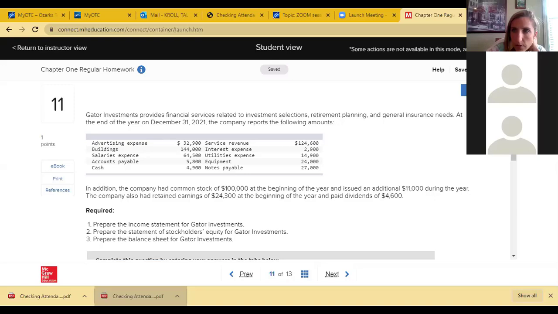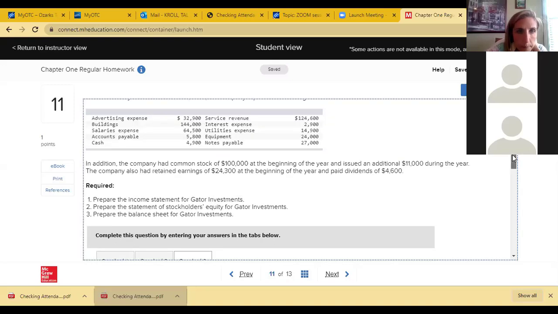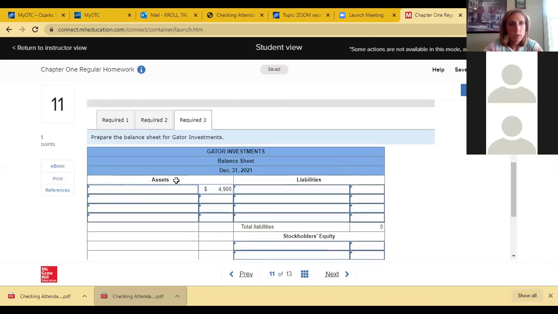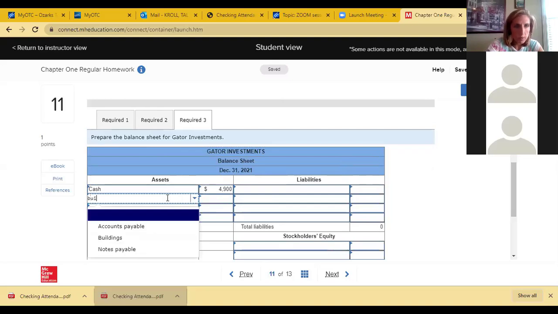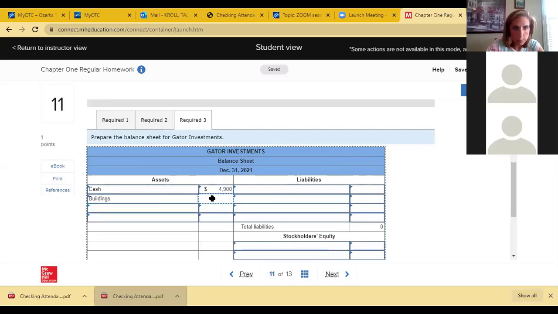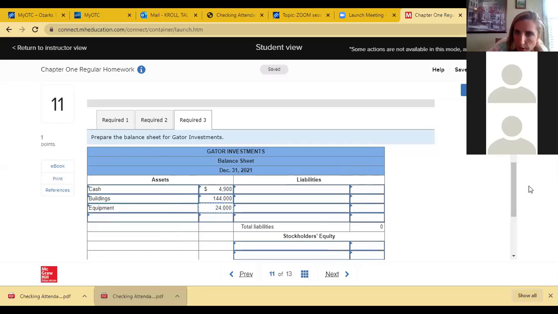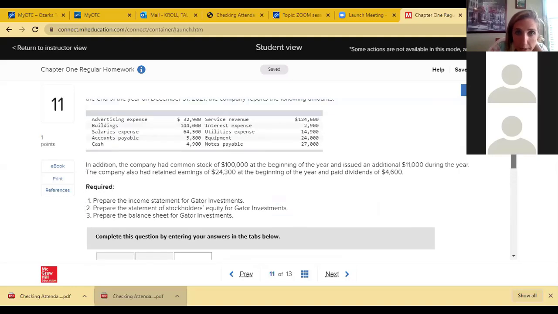So let's see here. The building was 144 and the equipment is 24. I took my cash off of there. Building 144 and equipment, I think it said 24. I can't remember for sure. I'm going to double check these numbers real quick. I love the balance sheet because it's kind of a check my work before you hit the check my work.